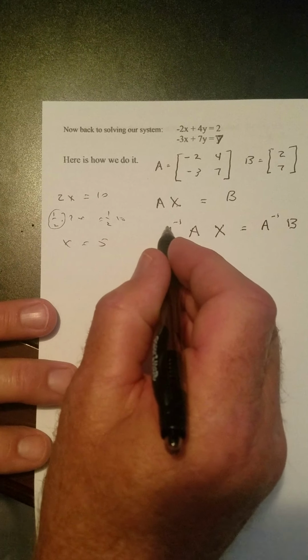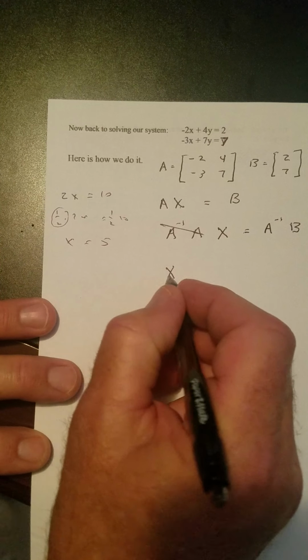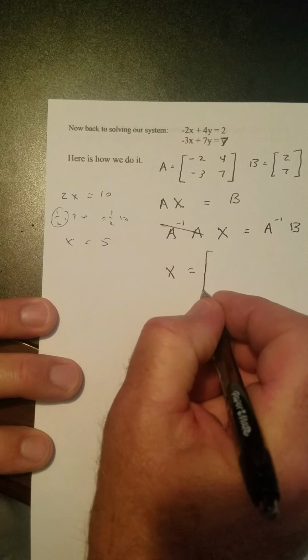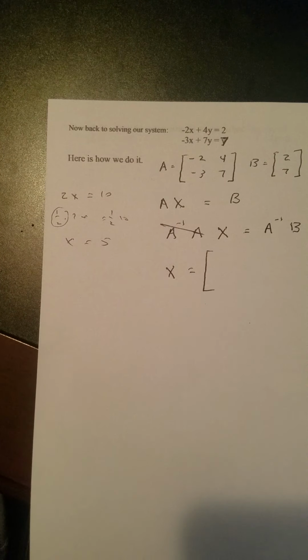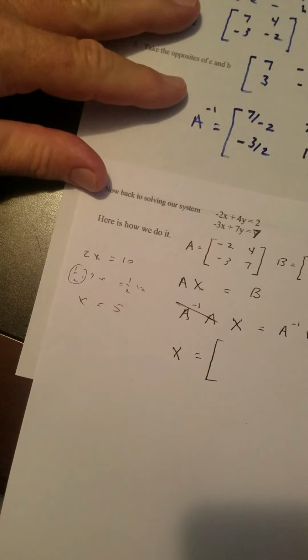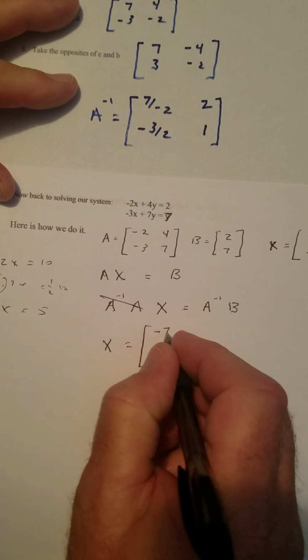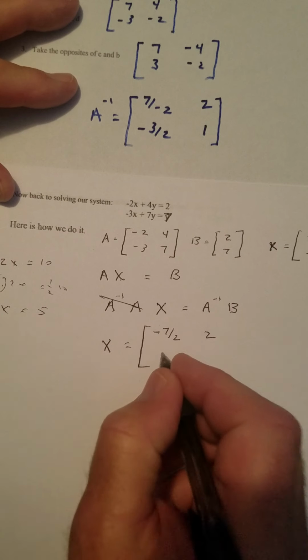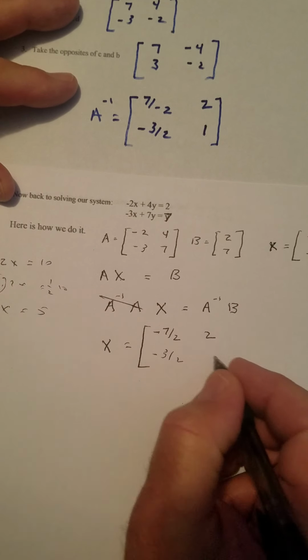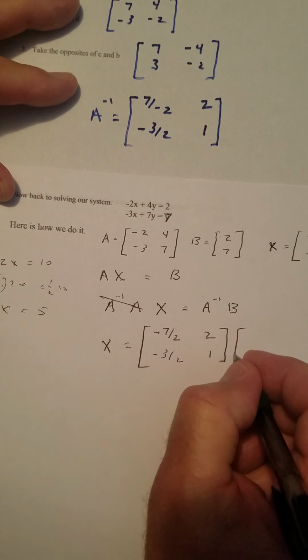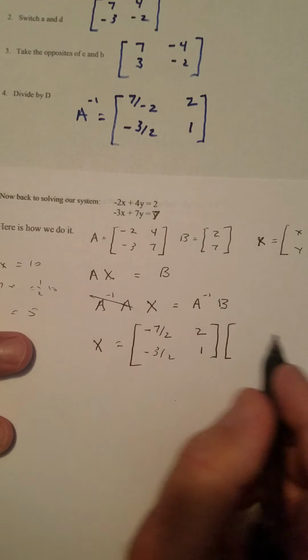So essentially what happens, those guys drop out, and we're going to be able to know what X is by multiplying those together. Now, I've already got the inverse. We did it a second ago. So the inverse, I believe, here, let me pull it back off my notes. There it is. So my inverse was negative 7 halves, 2, negative 3 halves, and 1, times whatever B was, that was 2, 7.